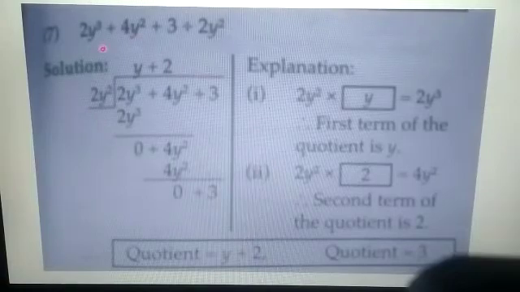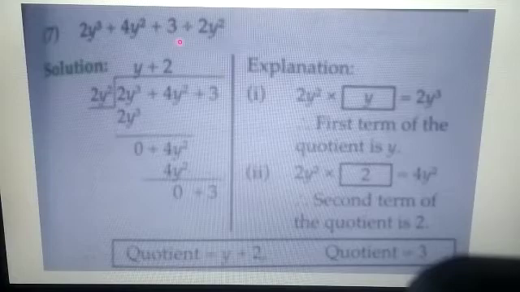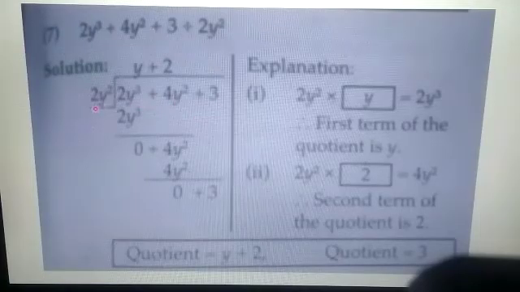Now see, sum 7 is 2y cube plus 4y square plus 3. It is divided by 2y square. Okay, so this is a polynomial, 2y cube plus 4y square plus 3, and it is divided by 2y square. So one by one we will solve, as we solved those sums earlier.